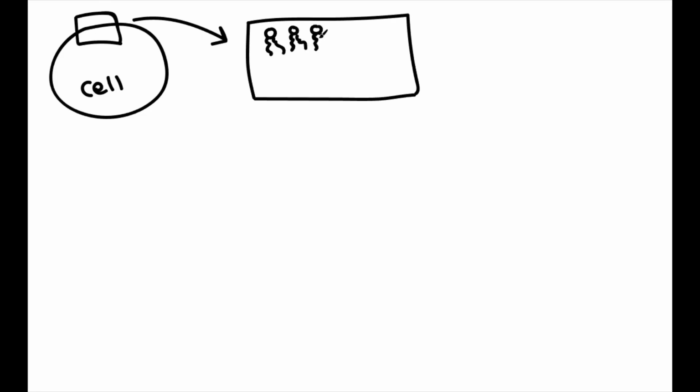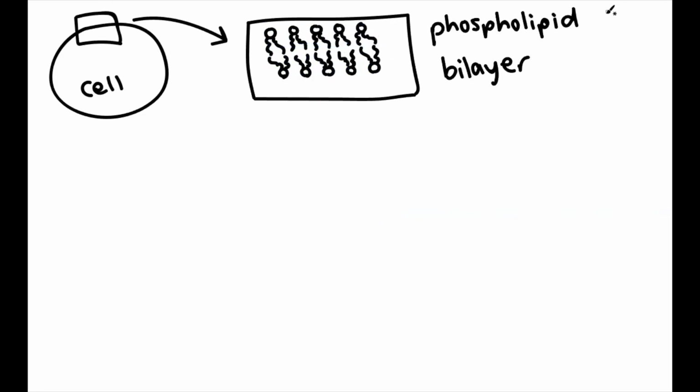To go into what makes a cell membrane semi-permeable, we have to talk about the structure. Cell membranes are made up of a phospholipid bilayer. Phospholipids are the basic building material to make the cell membrane, and bilayer means that there are two layers, as you can see over here.